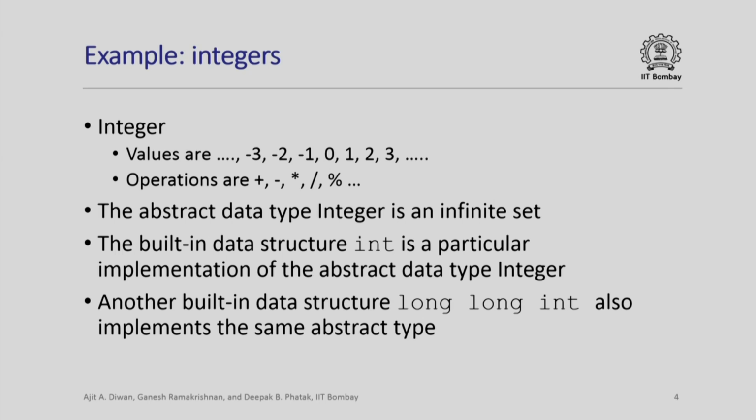So, there is another built-in data type called long int, which implements the same abstract data type. The only difference is that it can represent a larger set of values than what the int type can represent. So, if int is 32-bit, long int would typically be 64-bit. So, you can represent larger integers using that. However, when we are working with integers, we would rather not think about these restrictions. We think of integers as an infinite set on which we can perform these operations.